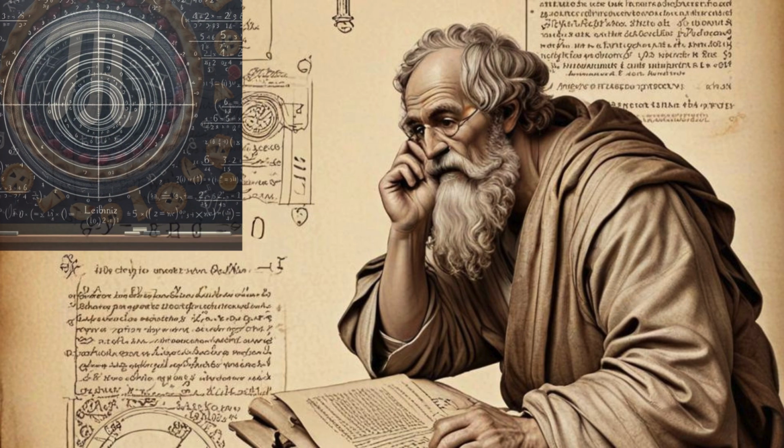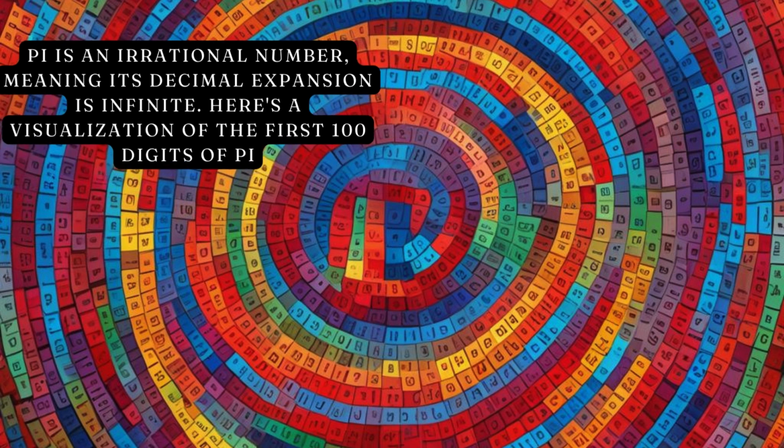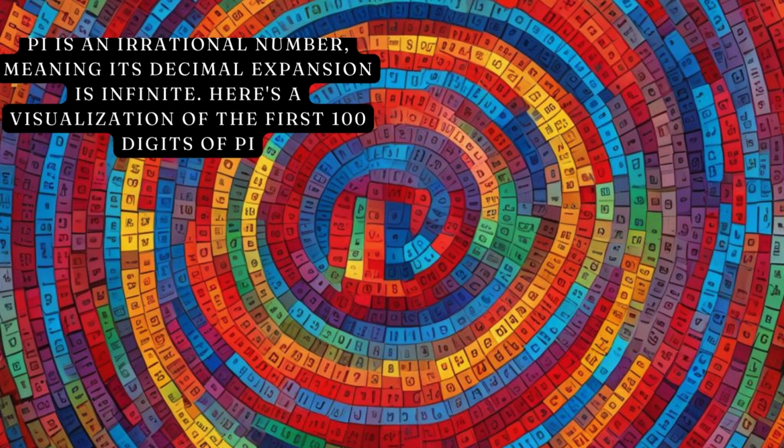Pi has a rich history, from ancient mathematicians like Archimedes to modern-day calculations. Pi is an irrational number, meaning its decimal expansion is infinite. Here's a visualization of the first 100 digits of pi.